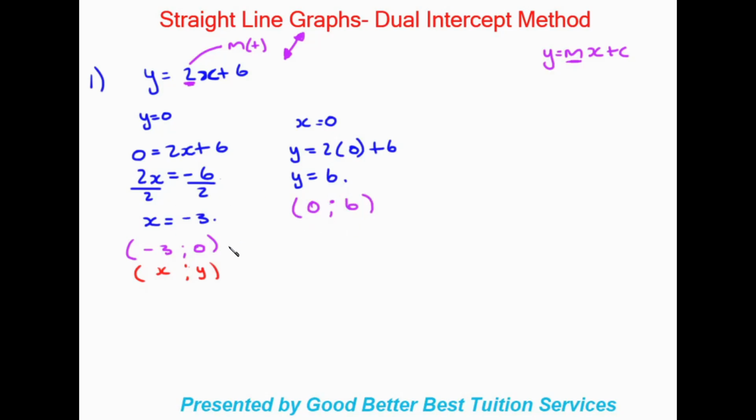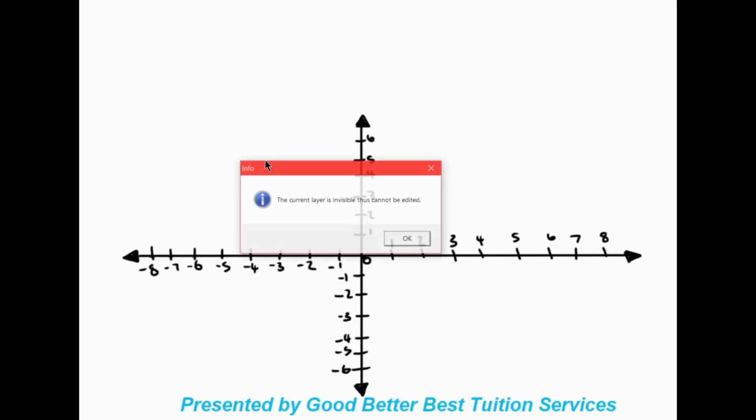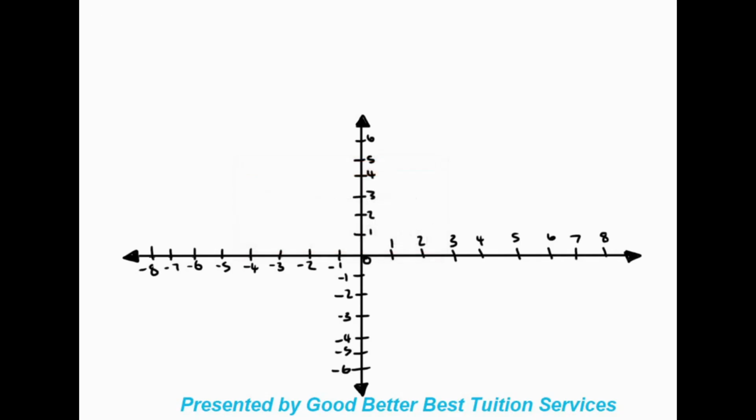Okay, so once we've done that, we can take these values and plot them onto a graph. To show you how we go about plotting this, for number 1, our x-intercept we worked out to be -3 and 0, okay? And our y-intercept is 0 and 6. So what we're going to do now is find these coordinates, okay?